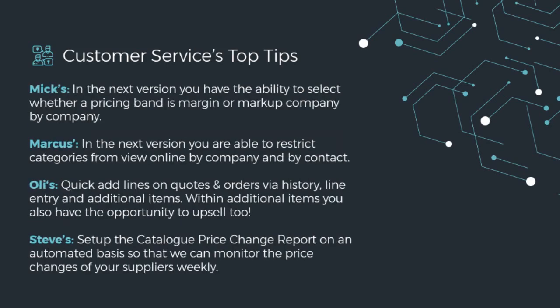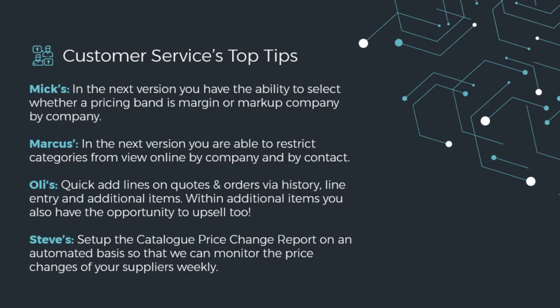From the rest of the team, Mix has something that's in the next version, something that he's been testing. You are able to select whether pricing band is margin, markup or standard pricing on a company by company basis. I think some of the wording on there is wrong, but it's definitely you select whether it's margin, markup or standard pricing by company. It's something that'll be useful in the next version.